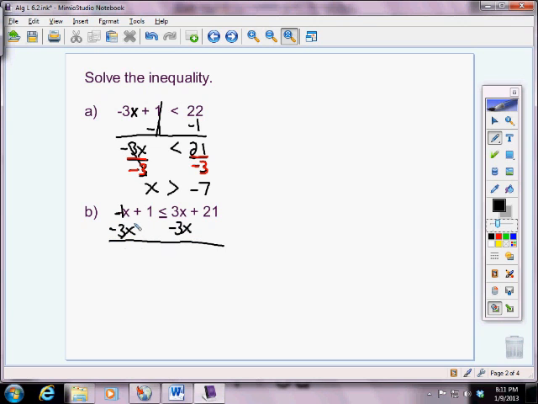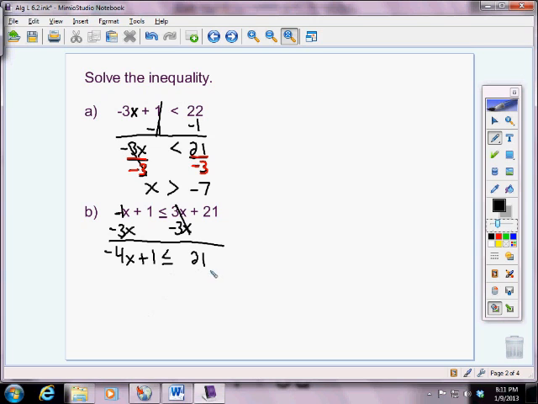Notice what happens. Negative 1x plus a negative 3x is a negative 4x. Bring down your 1. Don't forget your plus sign, because plus 1. Actually, let me write this a little bit better here. Negative 4x plus 1. I haven't done any multiplying or dividing, so I can bring down my inequality symbol. I'm going to double check to make sure those cancel, and then I'll bring down my 21.